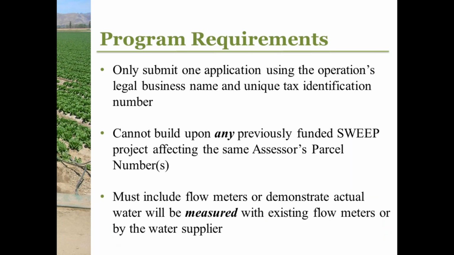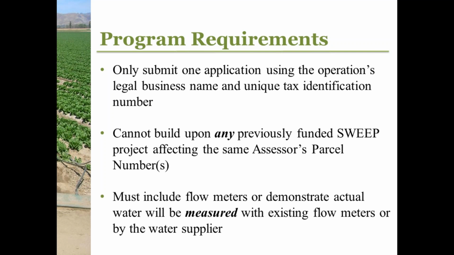A few program requirements. It is important to use the actual business name of your operation in your grant application, as this is the name that will be used on your grant agreement. Only one application using an operation's legal business name and unique tax ID can be submitted. So, one application per unique tax ID.